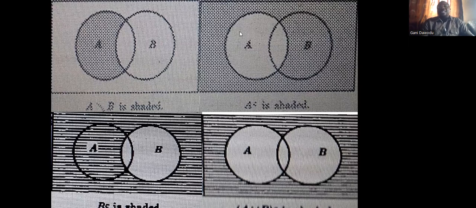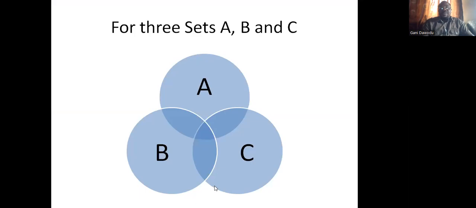This is A complement: anything that is outside A. This is B complement: anything that is outside B. This is (A union B) complement: anything that is outside the union of A and B.